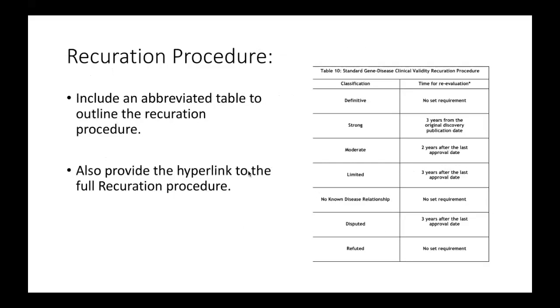Next, we've included a little bit of a highlight from the recuration procedure. We include this abbreviated table to outline the recuration procedure, and this is dependent on the classification of the gene, disease, mode of inheritance, as well as the time set to reevaluate. We also provide the hyperlink to the full recuration procedures that can be found on the gene curation training materials and the additional supporting material.